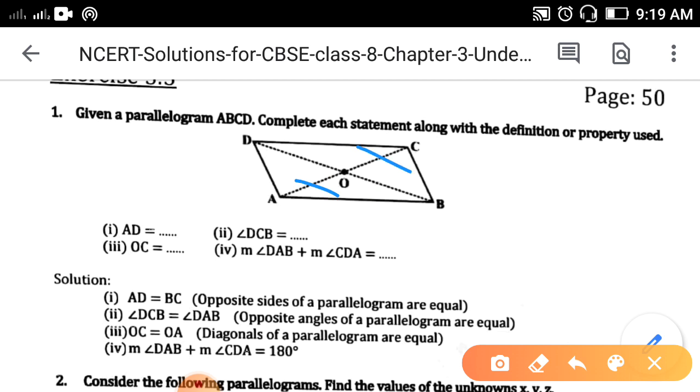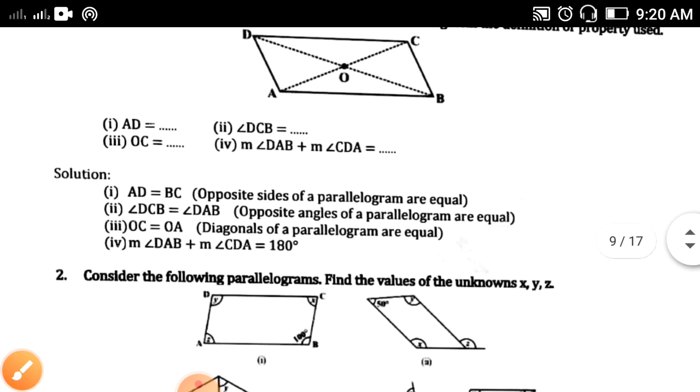Next, DAB plus CDA. So here which angles do you have to consider? Whatever letter is given in the middle out of the three letters, that you have to consider as the angle. So in the first one angle A, it means this one, and in the second one angle D. So the sum of these two angles A and D is equal to 180 degrees because the sum of two adjacent angles in a parallelogram is equal to 180 degrees.